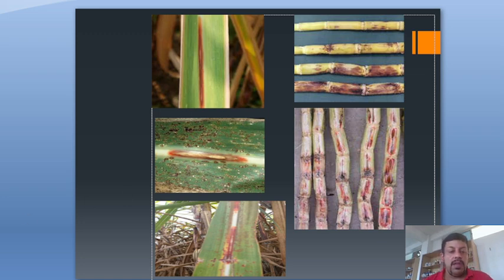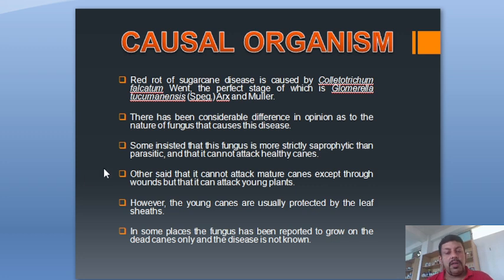Okay, then the causal organism, already I have discussed: red rot of sugarcane caused by Colletotrichum falcatum. There has been constant difference of opinion as to the natural habit of the fungus and causes of the disease. Some insisted that this fungus is strictly saprophytic, and some used to say parasitic. Others say that it can attack mature canes only through wounds, but it can attack young plants also. However, the young canes are usually protected by the leaf sheaths.